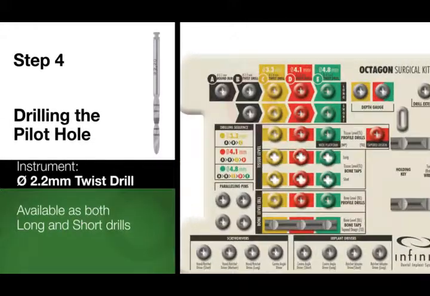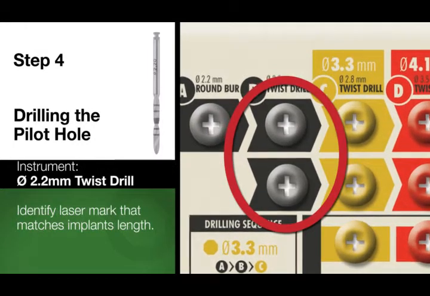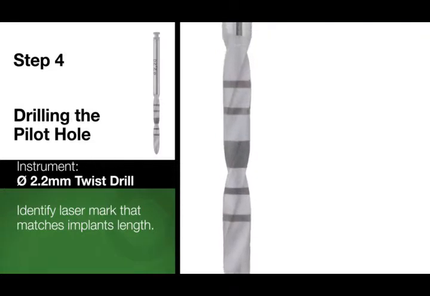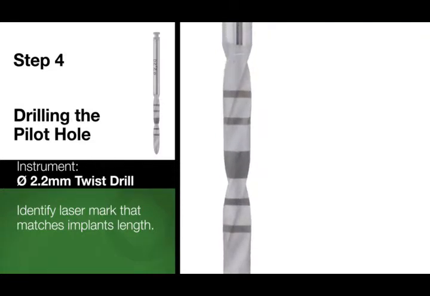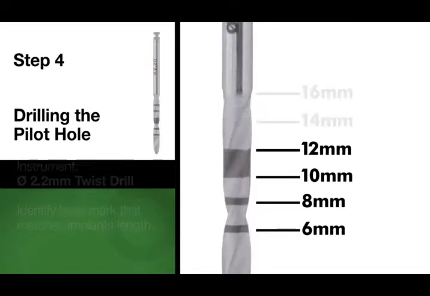Step 4. Drilling the pilot hole. Before drilling the pilot hole, identify the laser markings on the 2.2 mm twist drill. Moving upward from the tip end to the latch end of the drill, the depth markings step from 6 mm to 8 mm to 10 mm to 12 mm and 14 mm. The final depth marking is 16 mm. The short OCTAGON twist drills do not include the 14 or 16 mm markings.